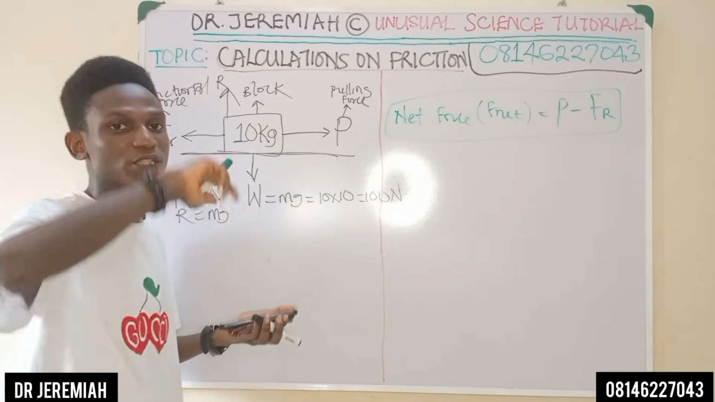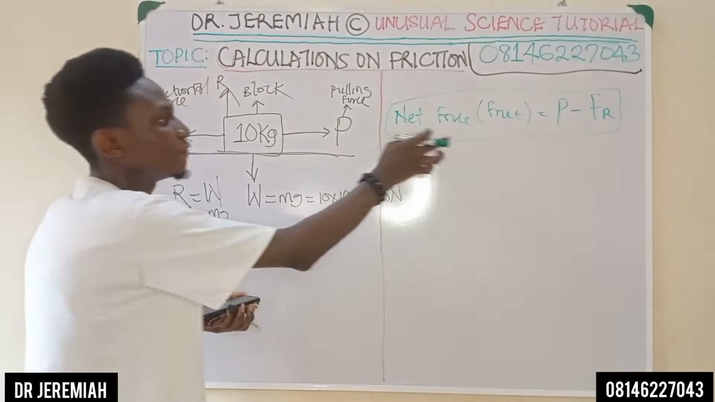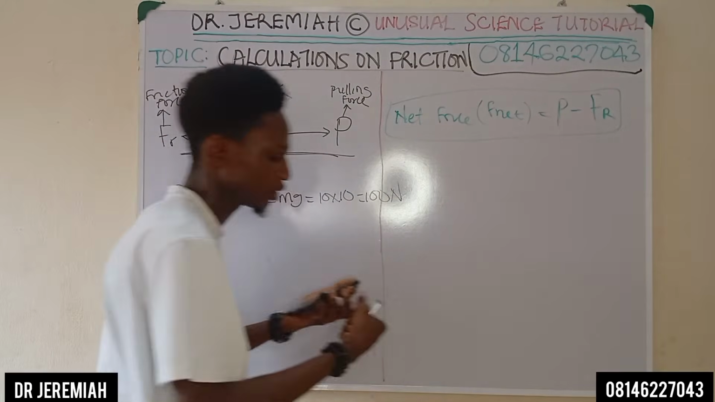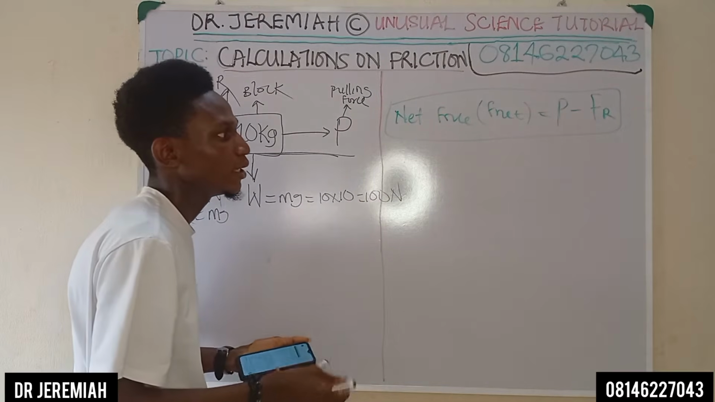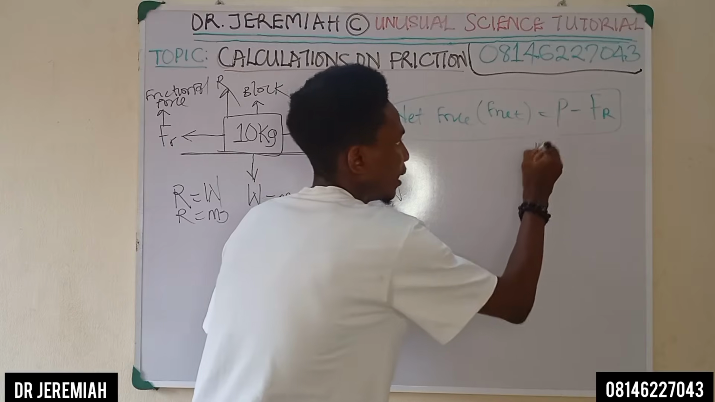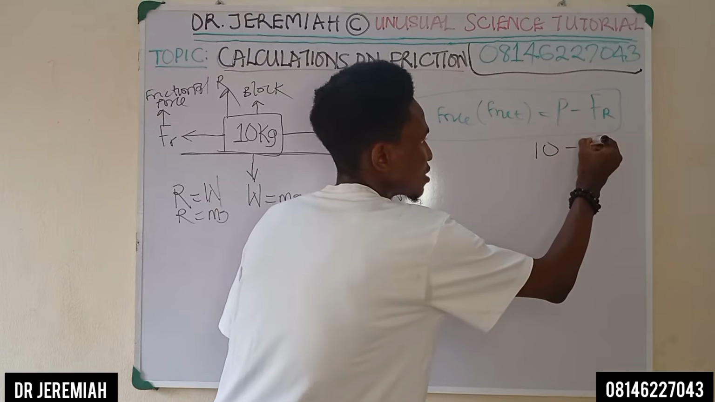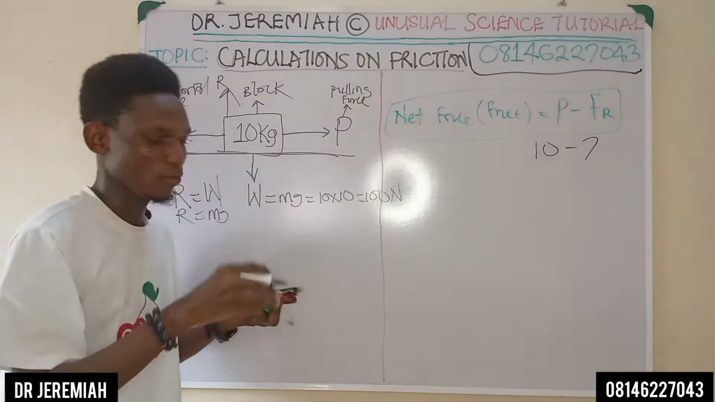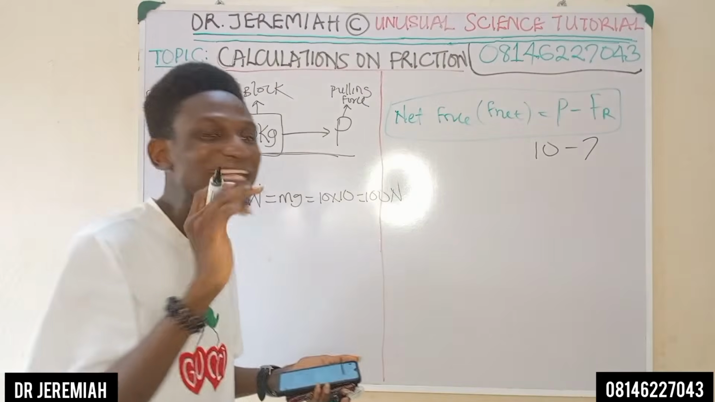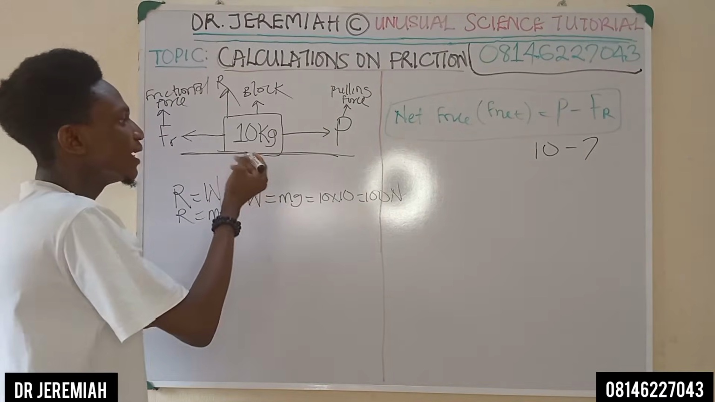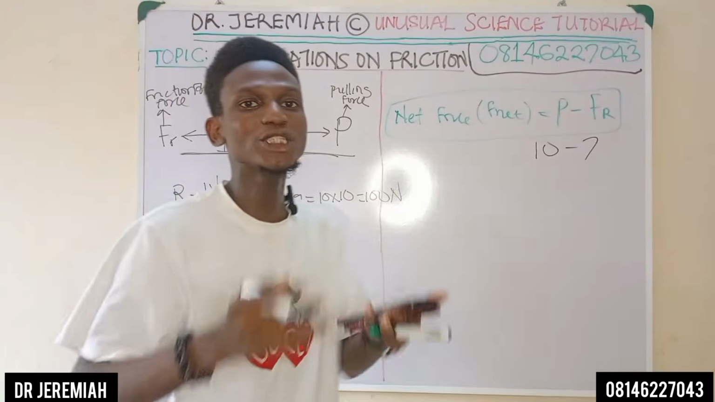Yes, except the body is coming to rest. So pulling force is greater than frictional force. So I'm going to have, maybe for instance, pulling force there is 10 and frictional force is 7. That's why the body can move. You get? But for static friction, please take note that the body is not moving. The body is just about to move.